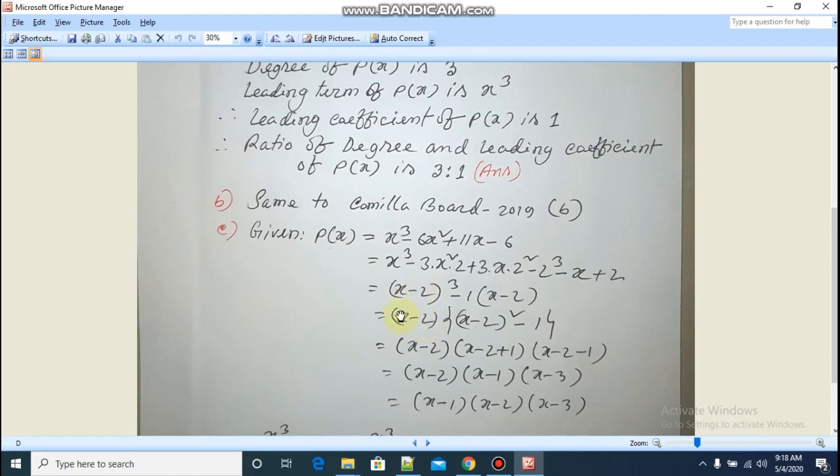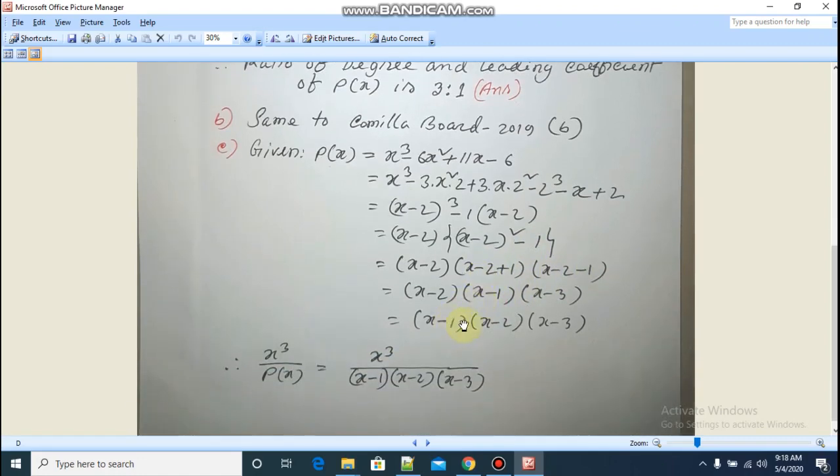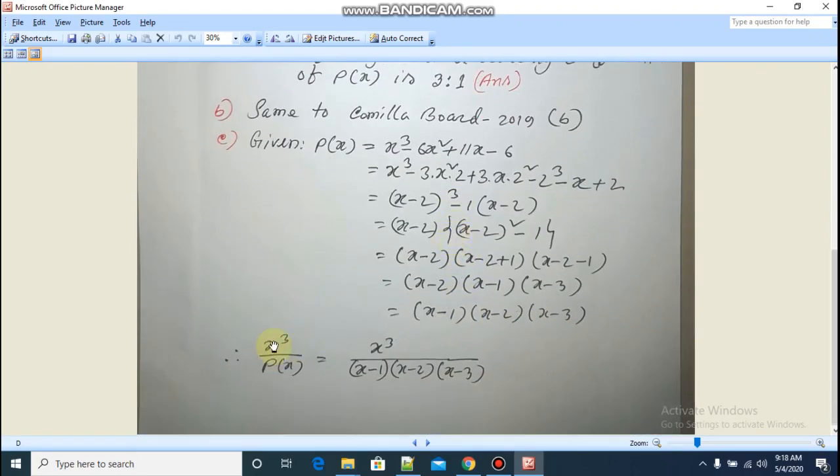Here x minus 2 is a common factor. After taking x minus 2 as the common part, we get x minus 2 whole square, from this minus 1, a square minus b square, a plus b, a minus b. Finally we get x minus 1, x minus 2, x minus 3. So x cube by P of x equal x cube by this. Here degree of numerator is 3 and degree of denominator is 3. So this is an improper fraction.